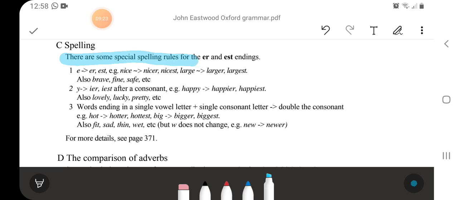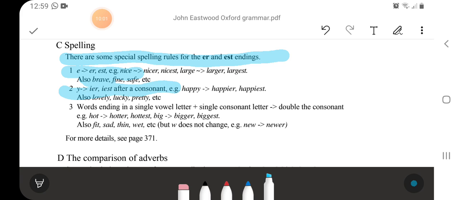There are some special spelling rules for er and est endings. Whenever we are adding er or est as a suffix, what are the rules that we have to follow? For example, nice, nicer, nicest, large. Also brave, braver and bravest. With brave, since it already has e, we will just add r, braver. Finer, after e you just add r, you don't add double e.